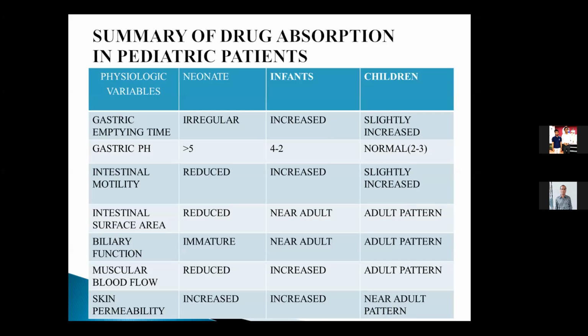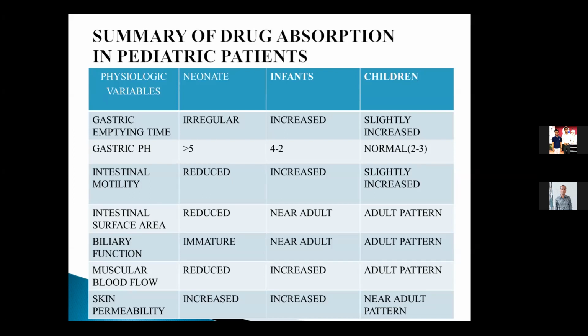Here is a summary of drug absorption in the pediatric patient. These are the physiological variables in neonates, infants, and children. Gastric emptying time is irregular in neonates, increased in infants, and slightly increased in children. Gastric pH is greater than 5 in neonates, 4 to 2 in infants, and normal, 2 to 3, in children. Intestinal motility is reduced in neonates, slightly increased in infants, and increased in children.